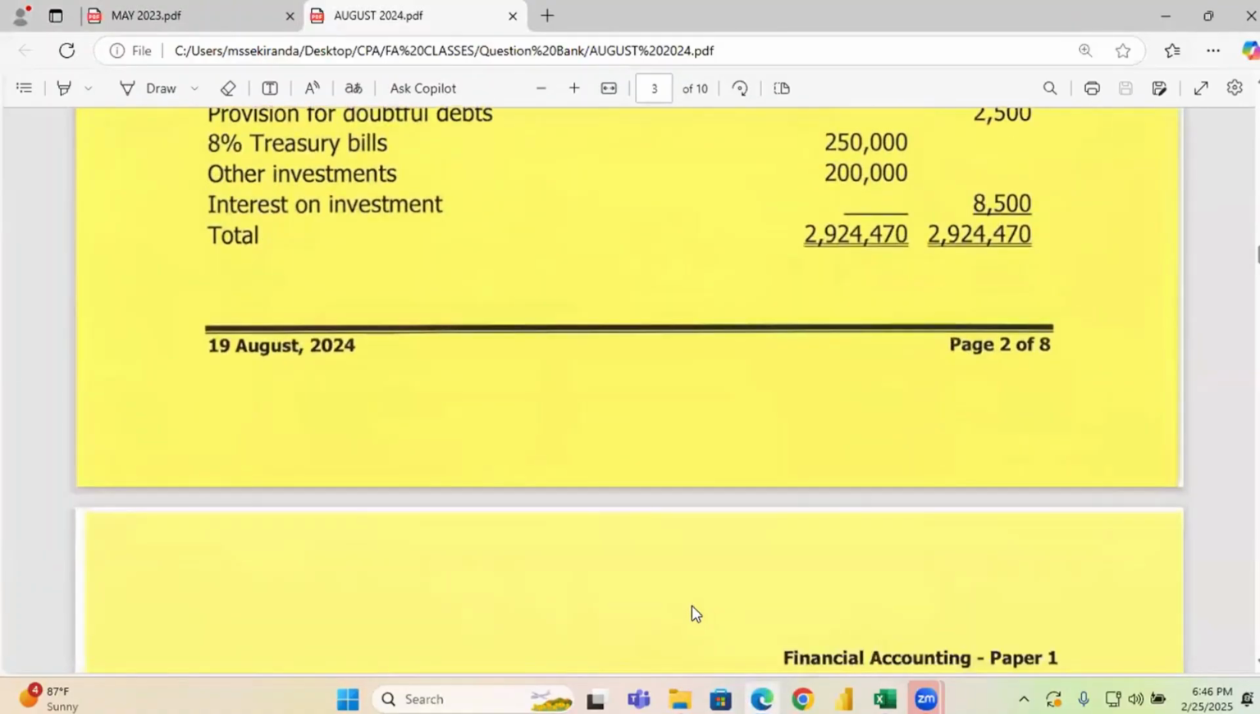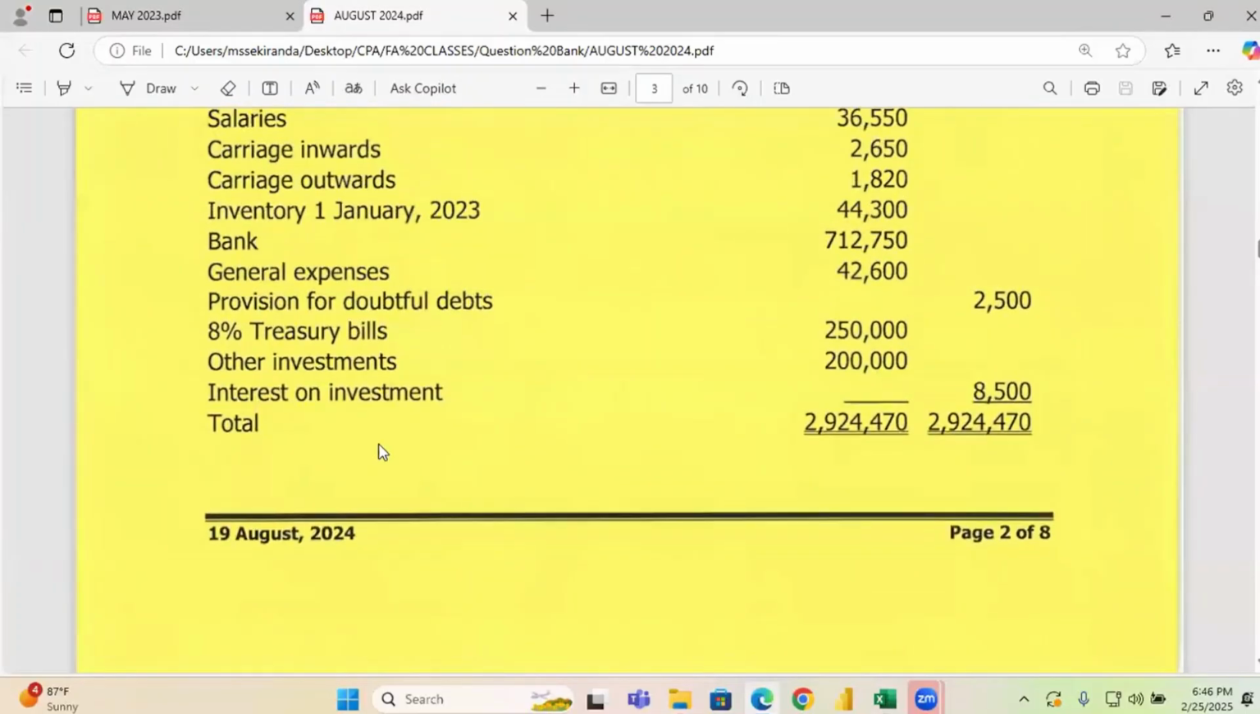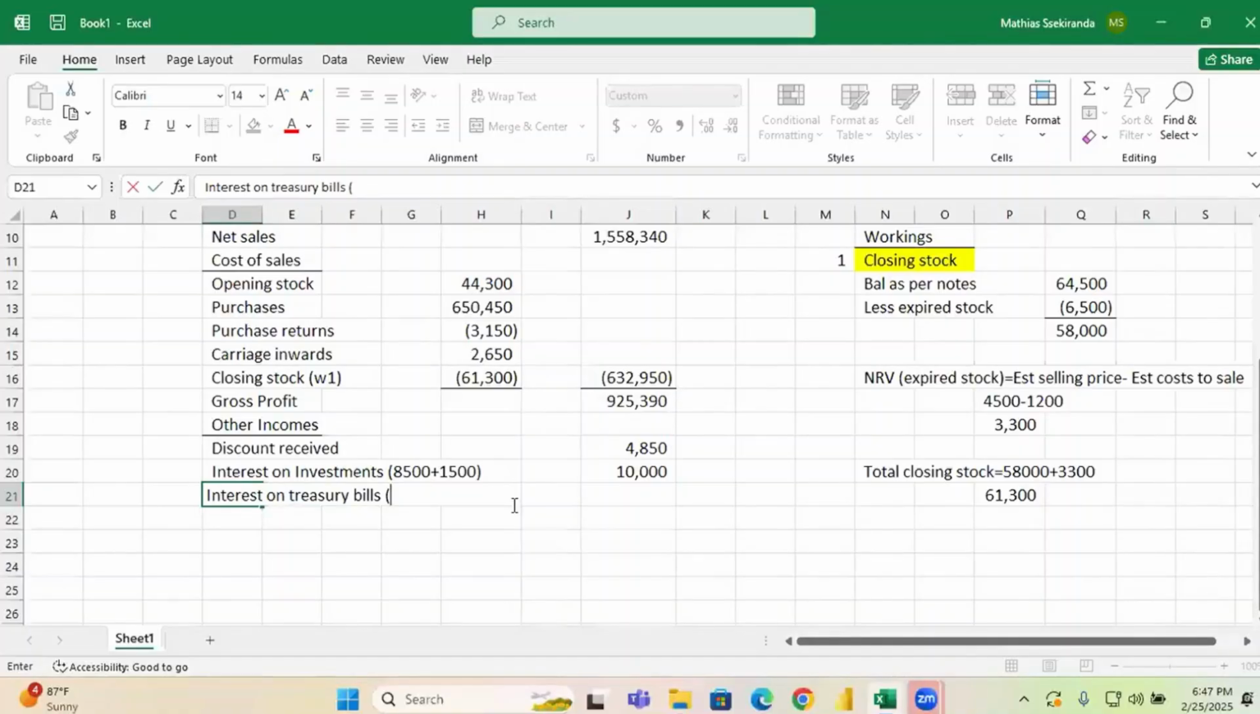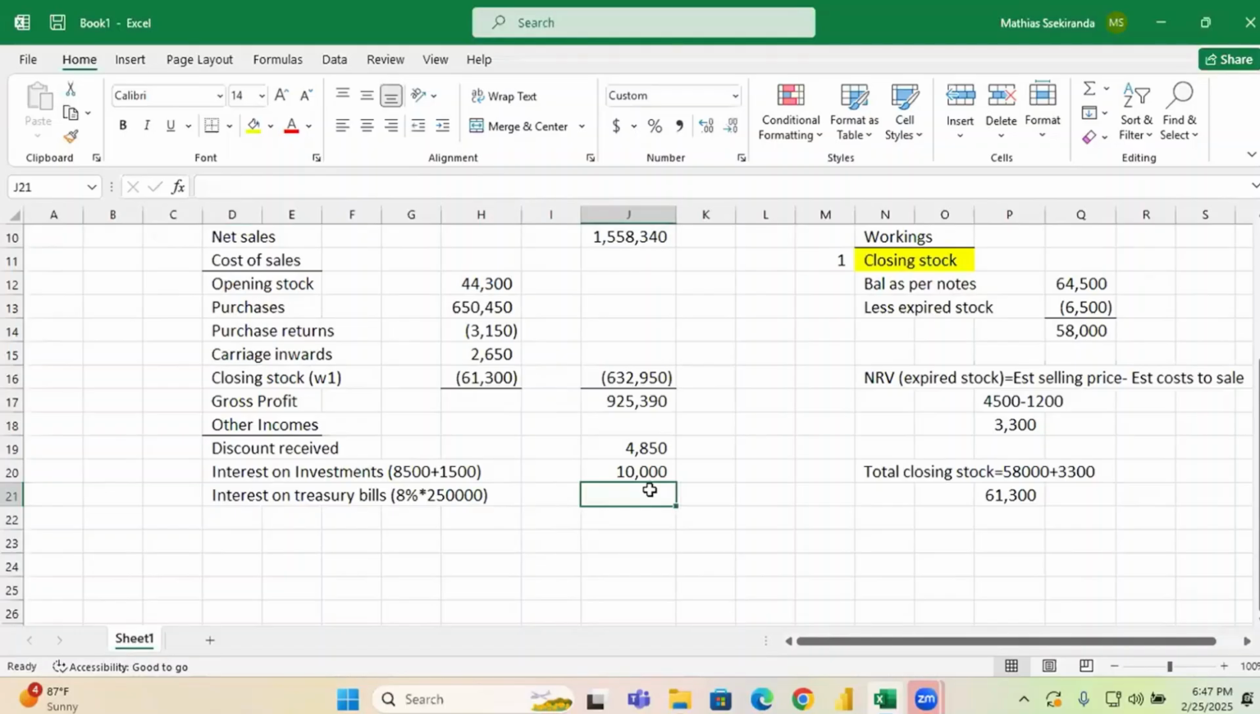They told us it was still outstanding. They had not yet paid us our money. And they are telling us 8% treasury bills. So it means 8% normally stands for the interest rate, okay, for the treasury bills. So 8% times 250, our investment. How much do we get? So we get 20,000.